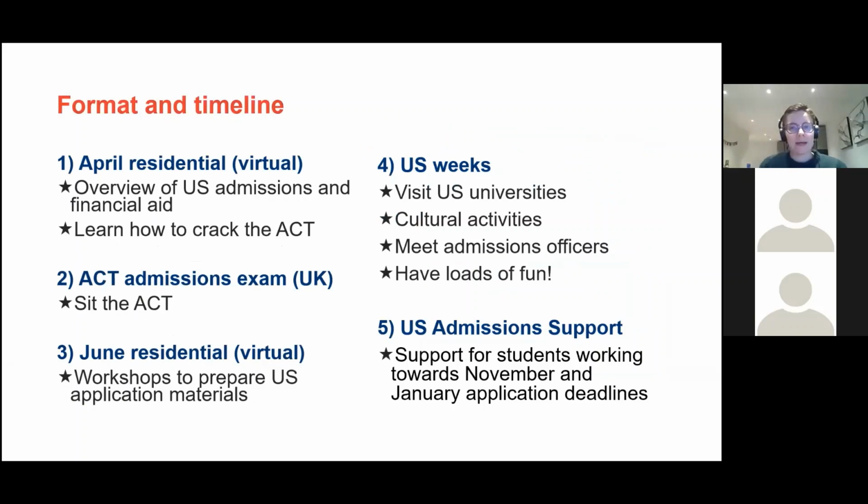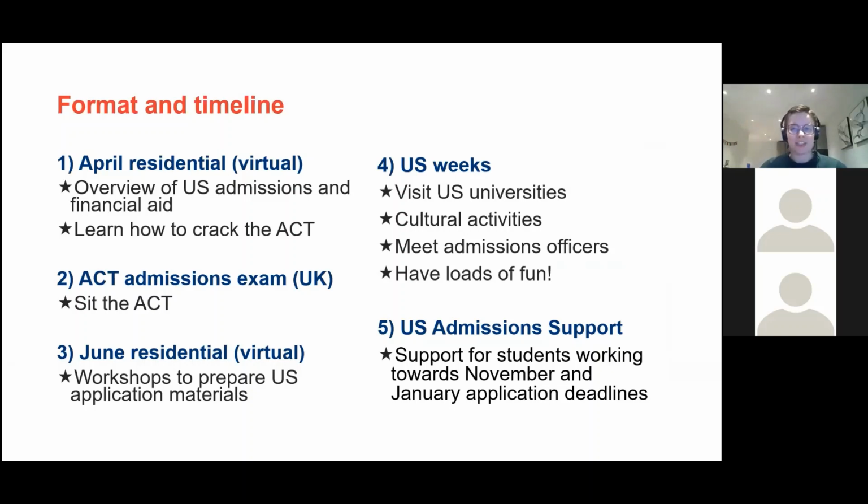And to dig a bit more in depth about what these events actually entail, the first event that we will have, if you're accepted into the program, is the April Residential, which provides students with sort of a crash course on the US admissions process. So this includes how to apply for financial aid. This includes admissions testing and what university campus life is like. It's also a great opportunity for you to get to know everyone else in your cohort.